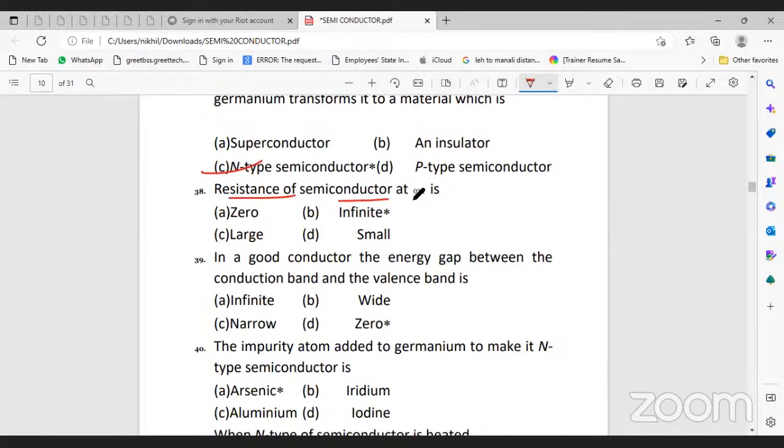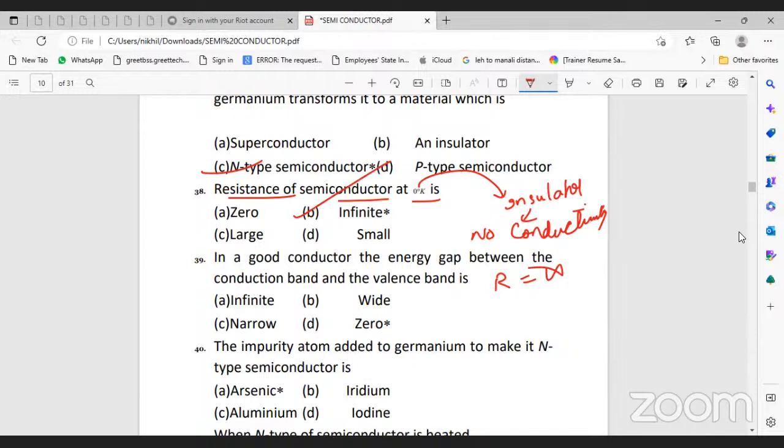Resistance of a semiconductor at 0 Kelvin. At 0 Kelvin, a semiconductor will act like an insulator. You know that in the case of an insulator, there will be no conductivity. When there is no conductivity, the resistance offered should be very high, close to infinity.